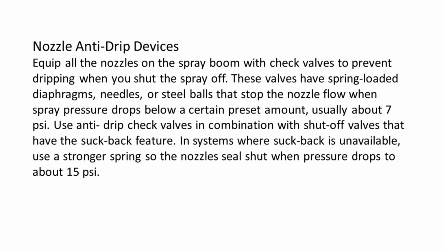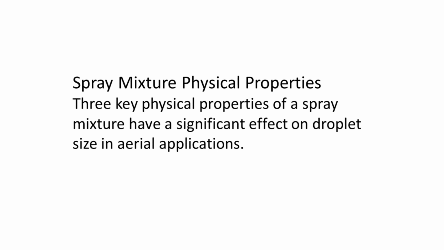Nozzle anti-drip devices. Equip all the nozzles on the spray boom with check valves to prevent dripping when you shut the spray off. These valves have spring-loaded diaphragms, needles, or steel balls that stop the nozzle flow when spray pressure drops below a certain preset amount, usually about 7 psi. Use anti-drip check valves in combination with shut-off valves that have the suckback feature. In systems where suckback is unavailable, use a stronger spring so the nozzles seal shut when pressure drops to about 15 psi.